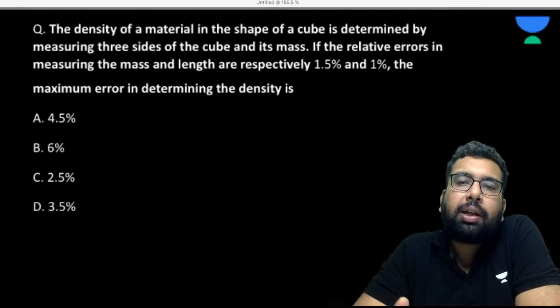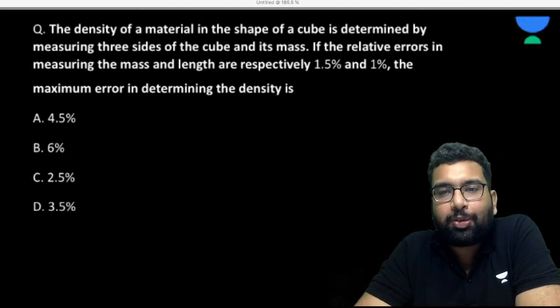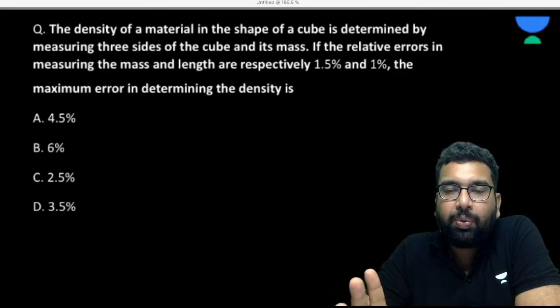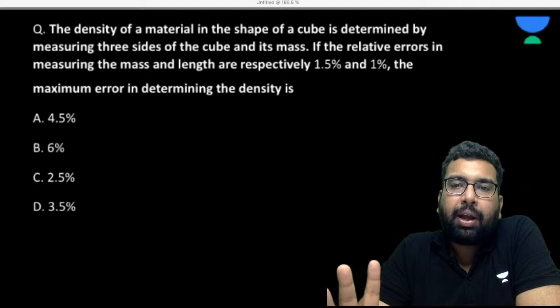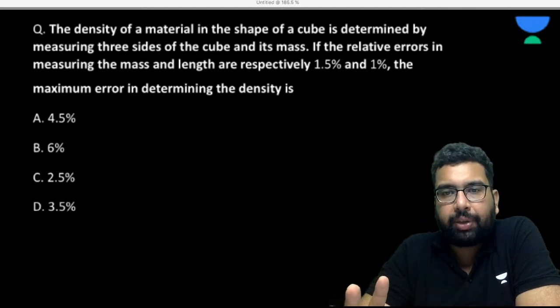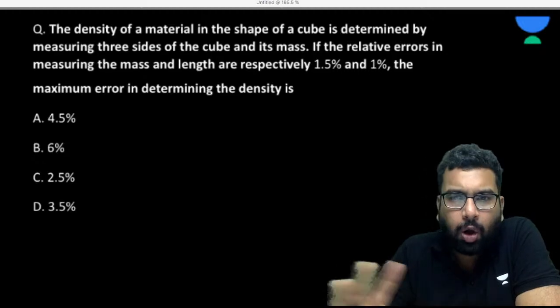So in the new syllabus update, vernier caliper and screw gauge are removed from the first unit, but they are there in the 20th unit. So we have to read vernier caliper and screw gauge, and that we are going to cover in this section. I hope you are updated about the new change of syllabus. We'll talk separately about it.